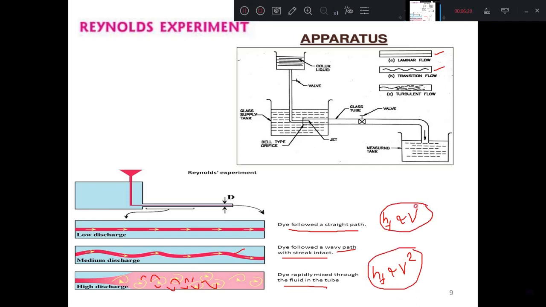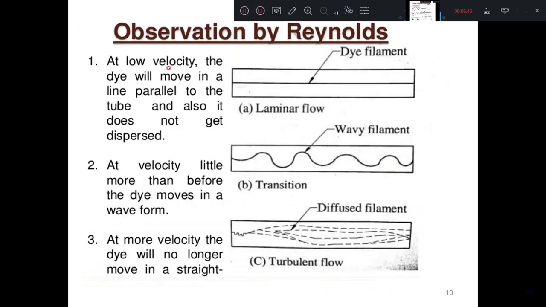So these are the observations Reynolds made, and based on his observations, the flows are classified as laminar flow, transitional flow and turbulent flow. These are some of the observations made by Reynolds, as I explained previously. At very low velocity, or low discharge, the dye will move in a line parallel to the tube, and it does not get dispersed, and this dye filament was straight, parallel and stable.